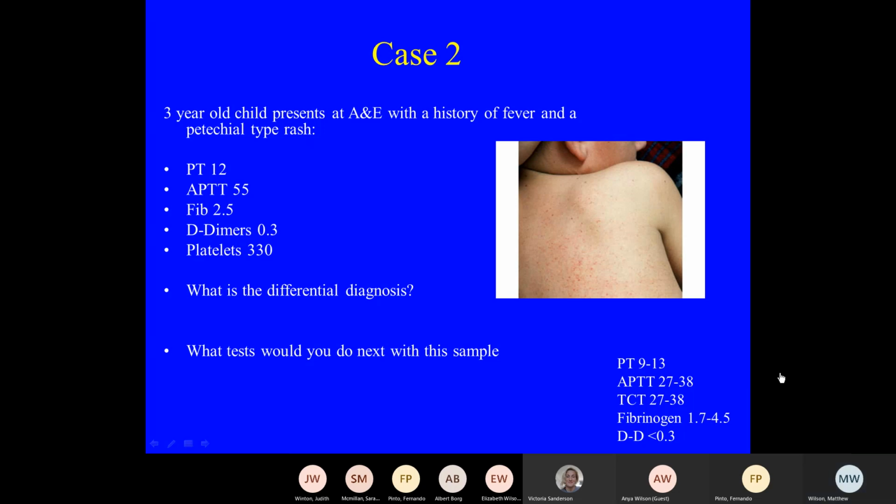So, any prolongation of the APTT. Next slide. So we see the first answer. What's the differential diagnosis? Either an intrinsic pathway factor deficiency. Next one, or a lupus anticoagulant. Those are the two most common things for us to see when you see an isolated prolongation of the APTT in someone who's relatively well and you're not thinking of DIC. So what tests would you do next?